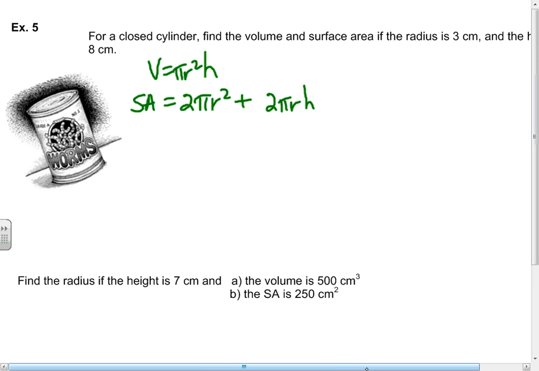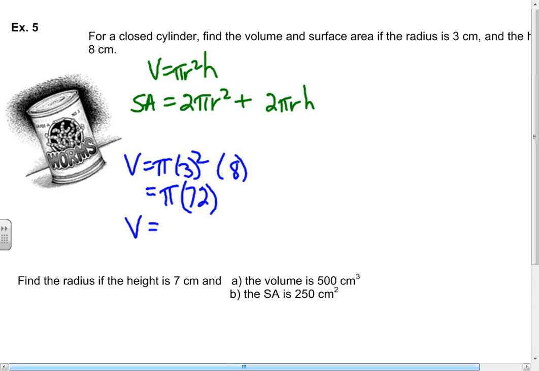So my volume would be pi times 3 squared times 8, which would be pi times 9 times 8, which is 72. And I really like it if we leave it as an exact answer. It's 72 pi centimeters cubed.